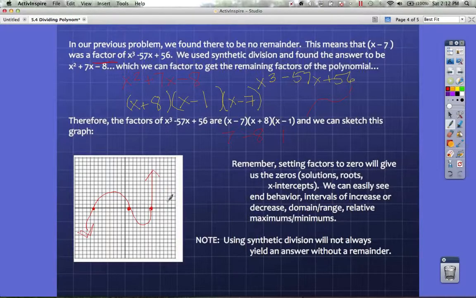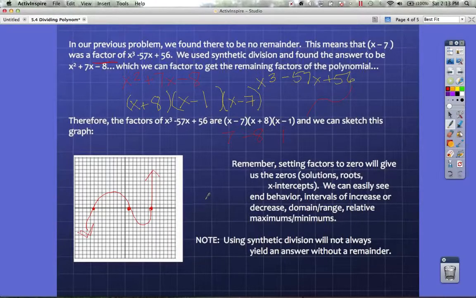Okay, so we can easily see once you've graphed the end behaviors, the intervals where it's increasing and decreasing. You can look at domain and range, and remember cubics, domains and range are all reals both ways, okay? Always. And then relative max and mins. If you had it graphed exactly, you would be able to see exactly the relative max and mins. But notice, that's because we had x minus 7 left as a remainder of 0 when we divided.